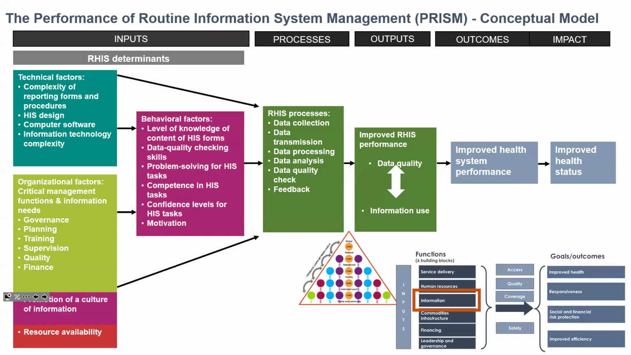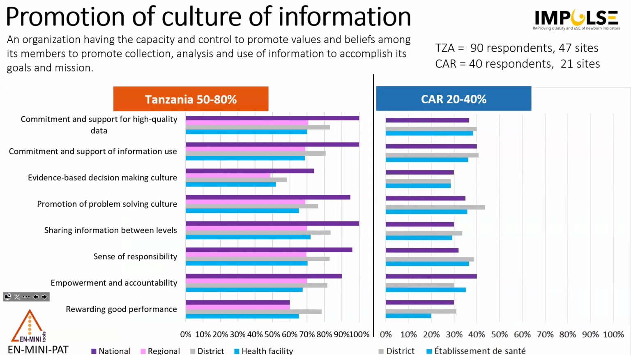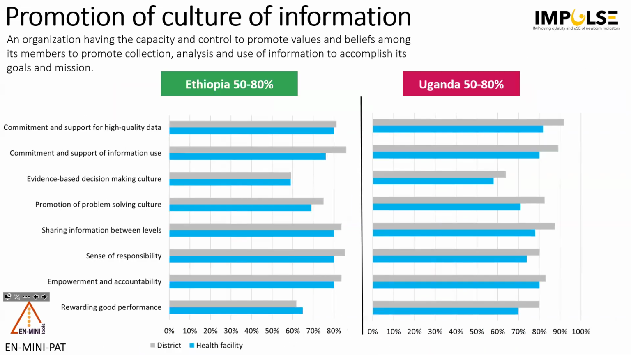So this is a PRISM framework, with these input factors highlighted in yellow. First, the promotion of culture for information use. It showed different levels across the health system. In Tanzania overall it is between 50 and 80%, and in the Central African Republic it is low, between 20 and 40%. In Tanzania this was done at national, regional, district, and health facility levels, but in Central Africa it was a bit different at the district level and the lower level. And this is the same slide, but now showing Ethiopia and Uganda, where you see almost the same trends.